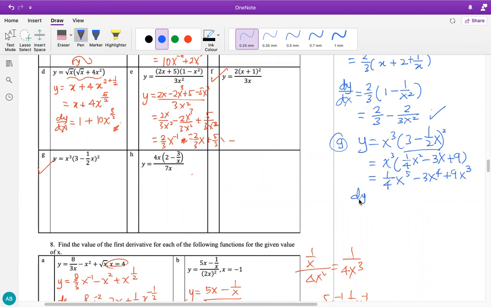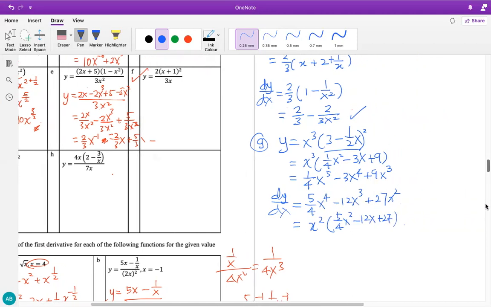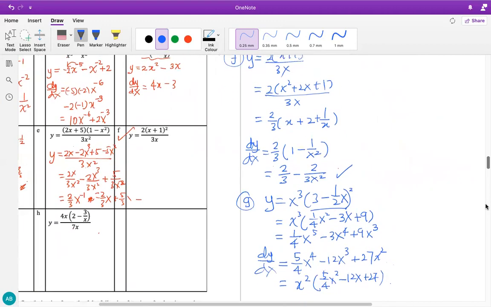Then you do dy dx, differentiate. So you get 5 over 4 x to the power of 4, minus 12x to the power of 3, plus 27, 9 times 3, 27, x squared. So this is your answer, or you can factorize it, x squared out. So you get x squared times 5 over 4 x squared, minus 12x, and then plus 27. Also can.